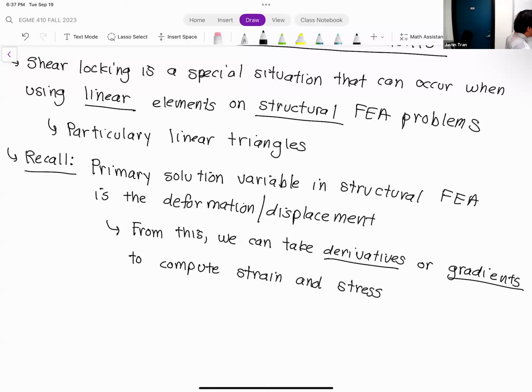Okay. The structural finite element equations are unique in that the stress and the strain are directly incorporated back into the equation. So it's like an iterative procedure where structural FEA will solve for the displacements. From the displacements, we compute the stresses and the strains, and those are fed back into the equation to update the displacements. Okay. And so it's a cyclical thing.